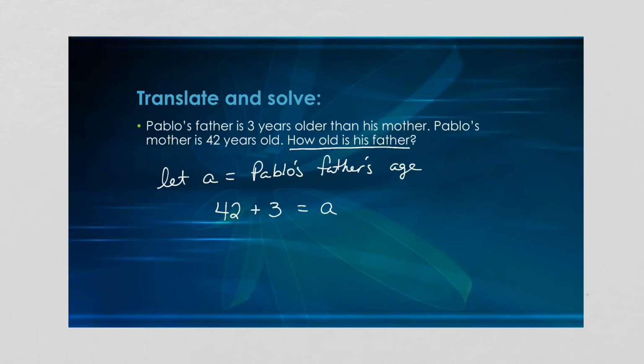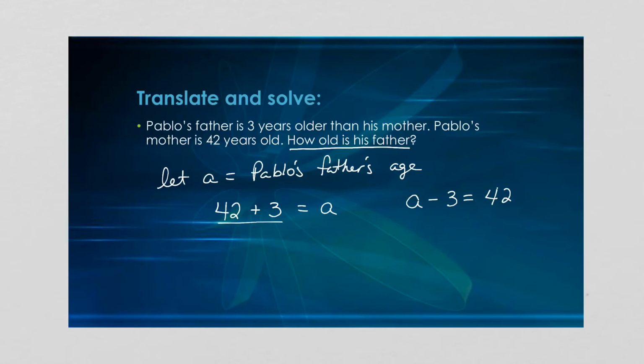Okay, there's lots of ways to do this. You could take Pablo's father's age and subtract 3 to get 42. That's another way to write it. I don't really care as long as you write down what you're thinking. Tell me what you're thinking, and that way I can grade your work.